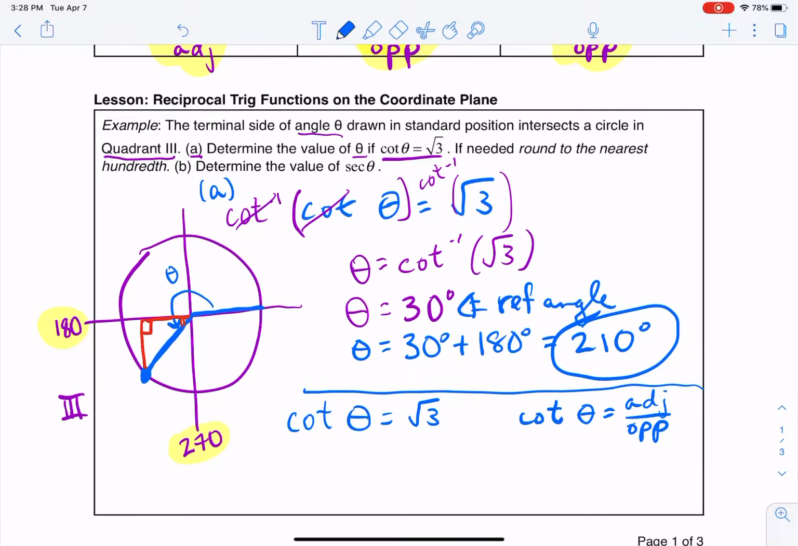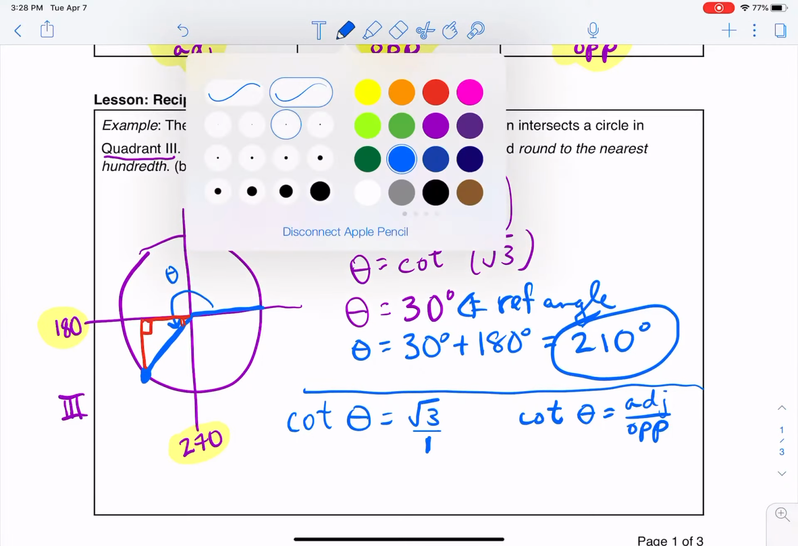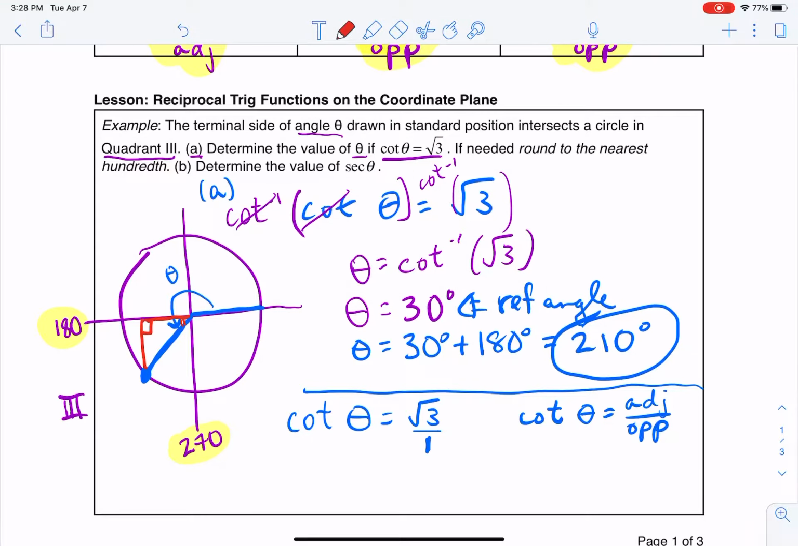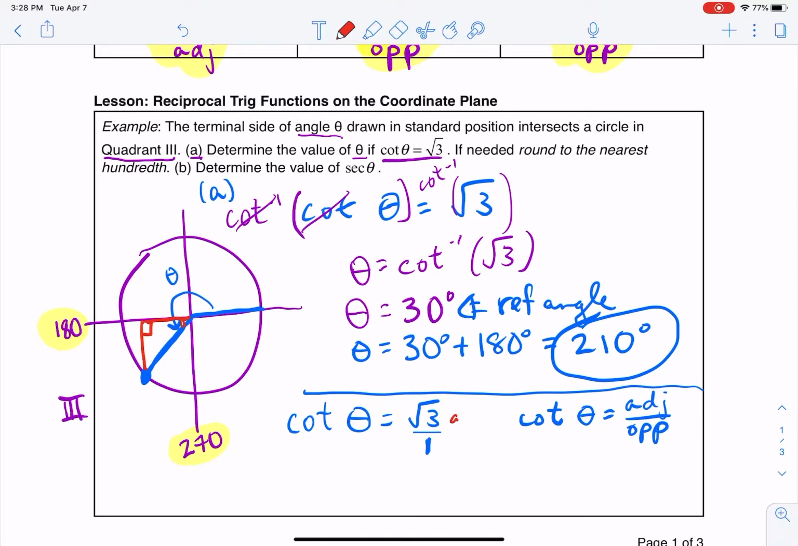All right, so you might be asking, well, I don't see a fraction here. All I see is the square root of 3. But we can fix that by just putting the square root of 3 over 1. So now this tells me that the adjacent side is square root of 3. The opposite side is 1. I'm going to write that into my triangle. So here's my angle. This side is really square root of 3. This side is 1.